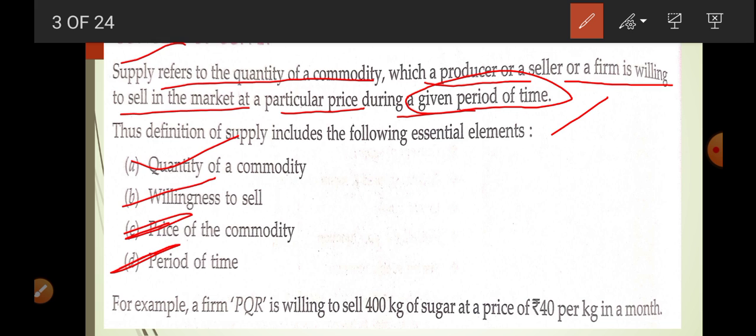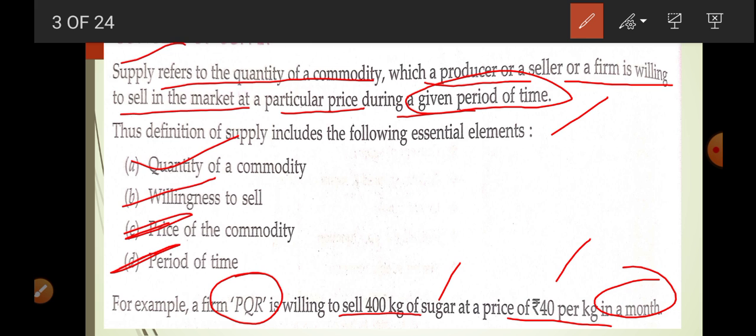Okay, now here is given a firm PQR, this is the name of a firm. It is willing to sell 400 kg sugar at the price 40 rupees in a month. So this is the supply. Because all the essential things we are finding: a particular commodity, what is the commodity? That is sugar. Price, so price is 40. How much quantity? 400 kg. So if price is 40, it is going to sell 400 kg of sugar in a month. Okay, so this is the supply.